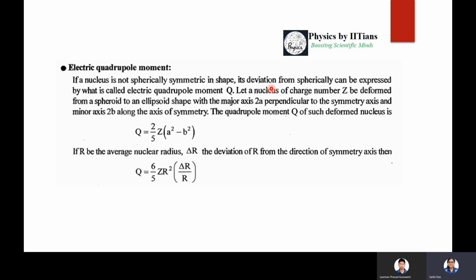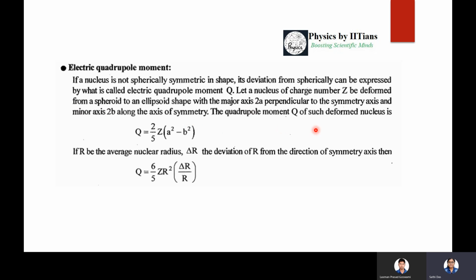Okay. So it is some deviation from the spherical shape, and this is what is called the electric quadrupole moment, capital Q. We can derive it. So suppose a nucleus of charge number Z is deformed from a spheroid to an ellipsoid shape. So it is not spherical, and we are considering the deformation from a spherical shape to an ellipsoid shape. The ellipse major axis is 2a, perpendicular to the symmetry axis, and the minor axis is 2b, along the axis of symmetry.